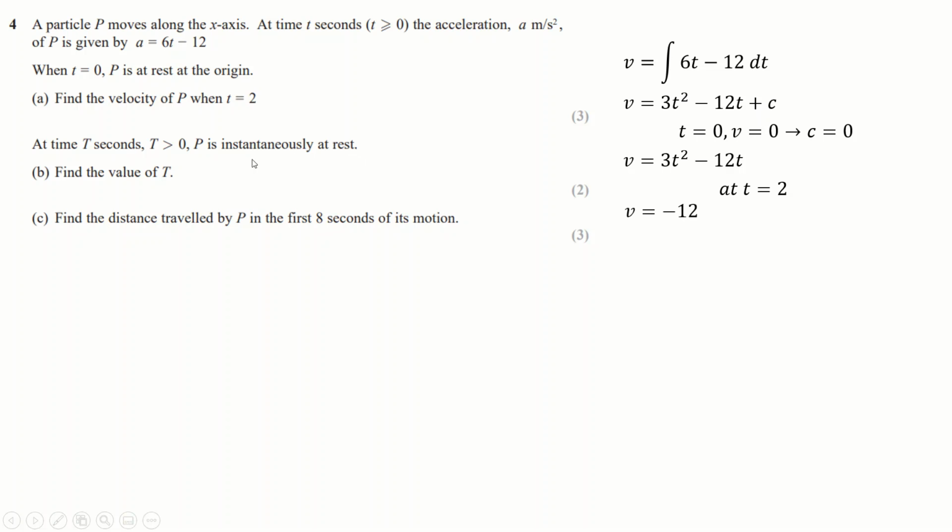Here it's at rest, so v is 0, so we just say v is 0 and solve for t. Divide by 3, because that's always a good idea. It wouldn't have really made a difference there, and you get these two answers. But t is bigger than 0, so t must be 4, is the one they're looking for.